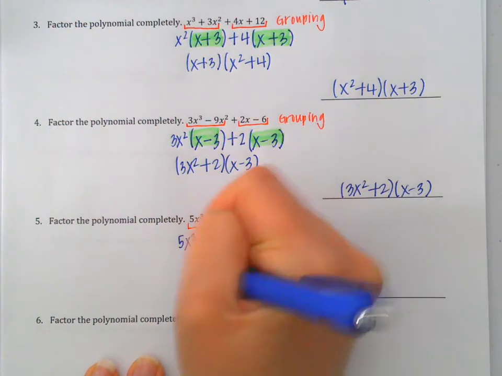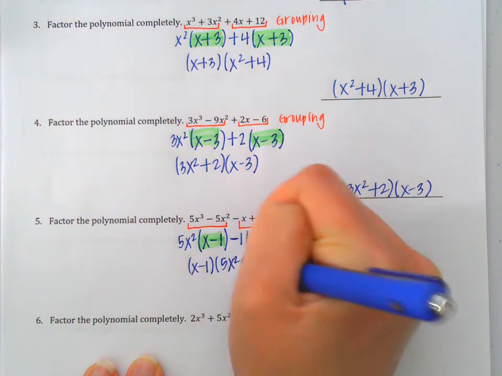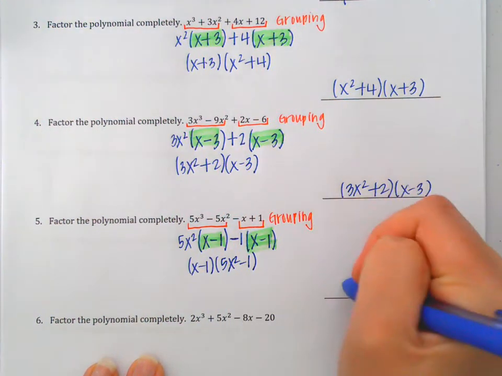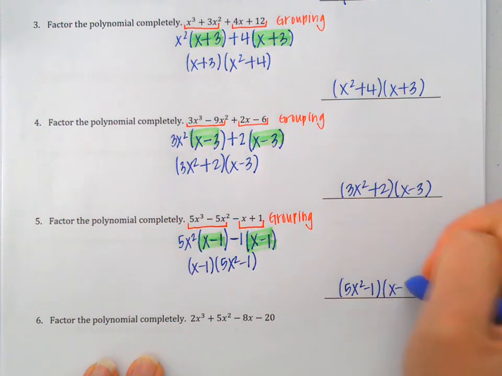So x minus 1 is one of my factors. And what's left, 5x squared minus 1, is another one of my factors. Doesn't matter what order you guys write it in. Whatever you do is fine.